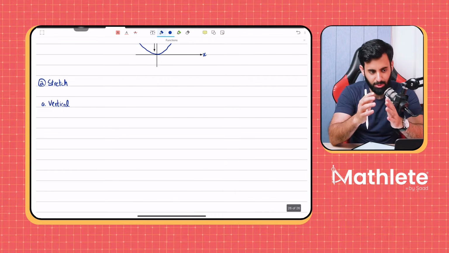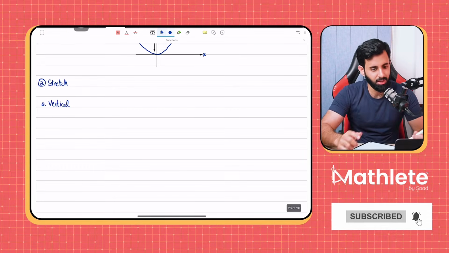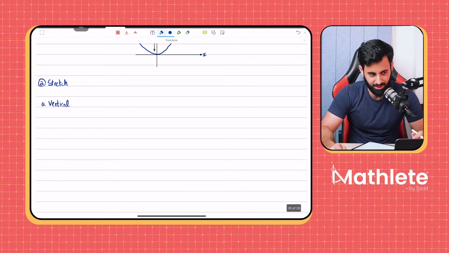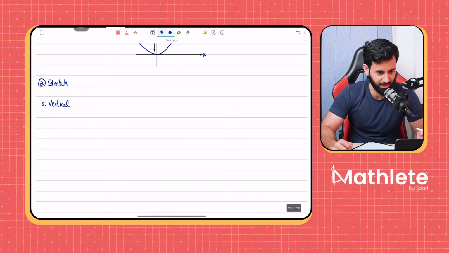In stretch, what we do is we either stretch it vertically or we stretch it horizontally. Okay, so yeah, this was out of our syllabus in O levels and IGCSE. Stretch and shear were two transformations that we didn't have in our syllabus back in O levels and IGCSE.